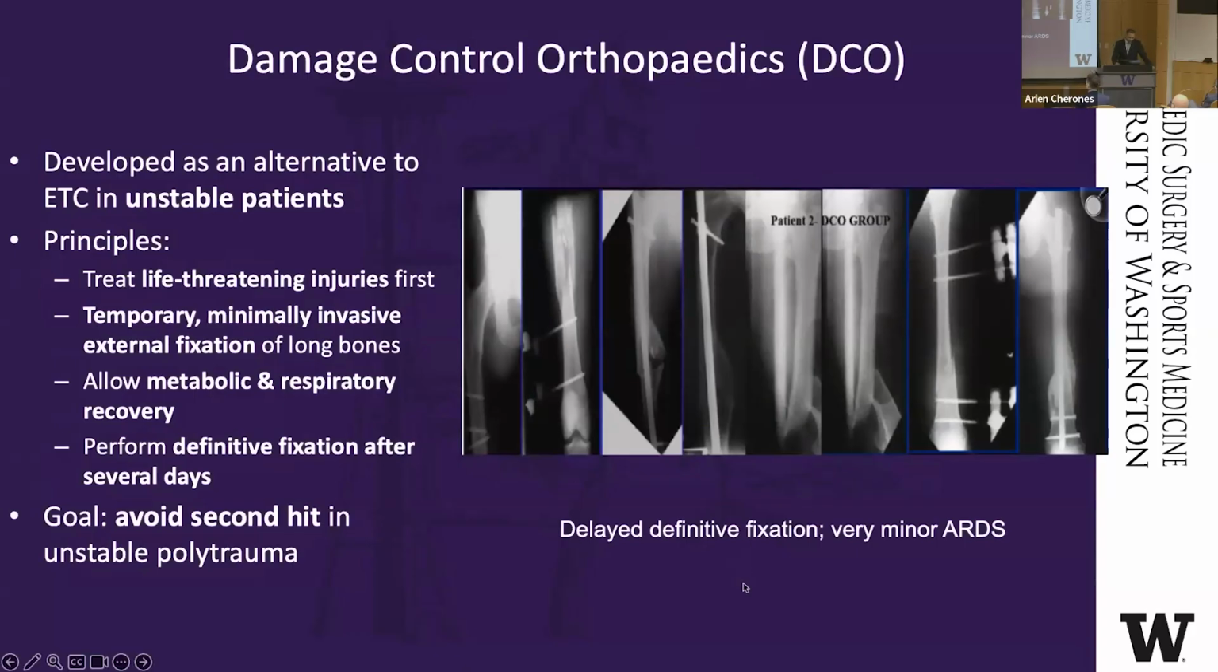So damage control orthopedics was an alternative to early total care, because they found that patients, when they were being definitively fixed too early, weren't doing as well. And that's when they started looking at the metabolic derangements to see which patient would be better served with temporizing their fixation, such as with external fixation and whatnot. So what this does is allow your metabolic and respiratory recovery, and then after several days, while frequently reassessing their physiologic derangements, once we're within a certain threshold, then it would be safe to take these patients back to the operating room and definitively fix their injuries. The whole goal is to avoid a second hit in these unstable polytraumatic patients.